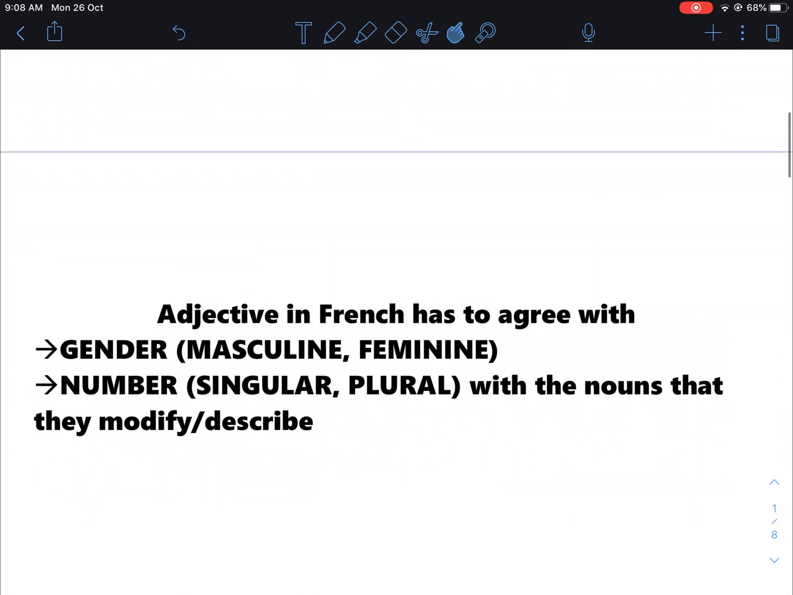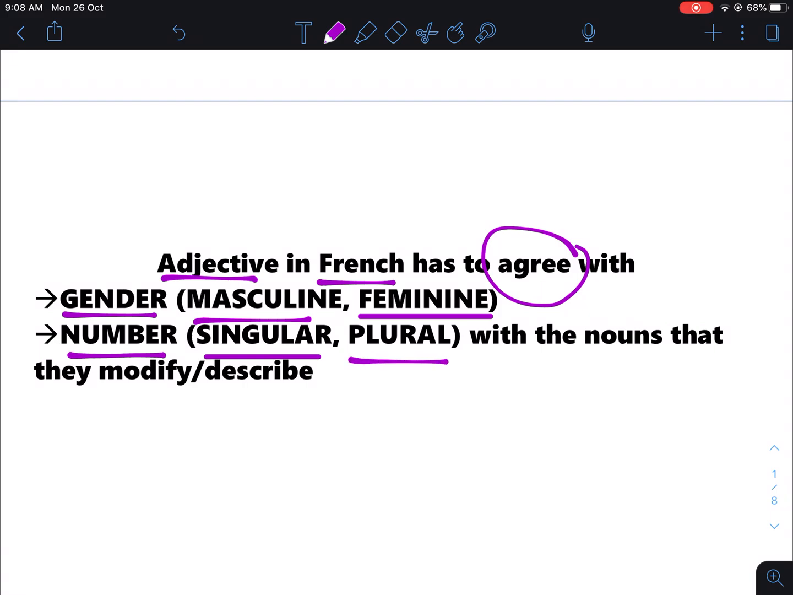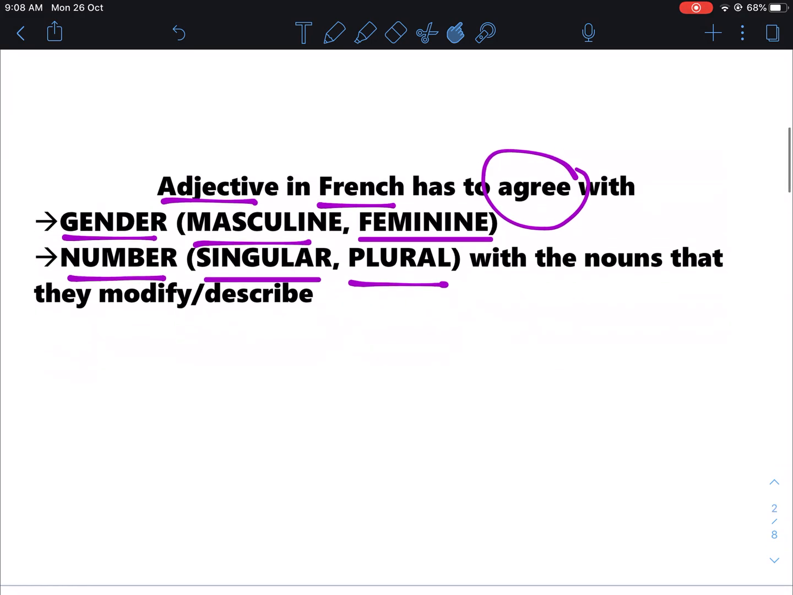Let's look at the next slide. You have here, adjective in French has to agree, okay? Which means, in French, the adjective has to have an agreement with two things. The first one is the gender of the noun, masculine noun or feminine noun. The second is the number. It can be singular noun or plural noun. Now, basically, it's very simple. Okay, let me show you.